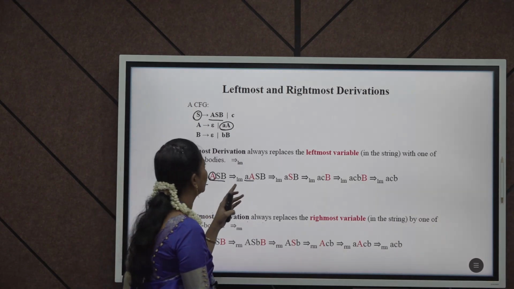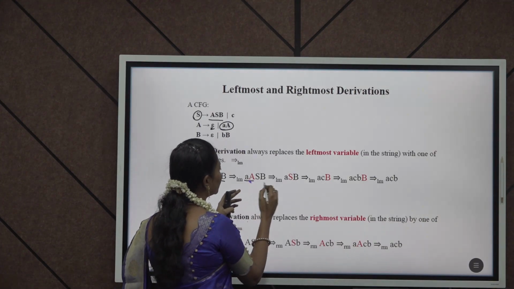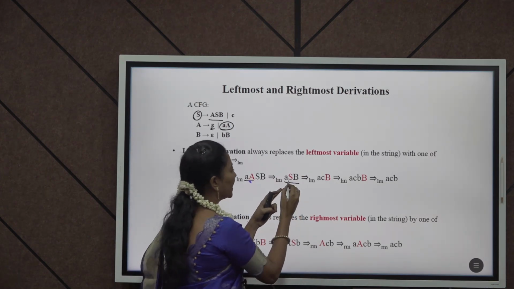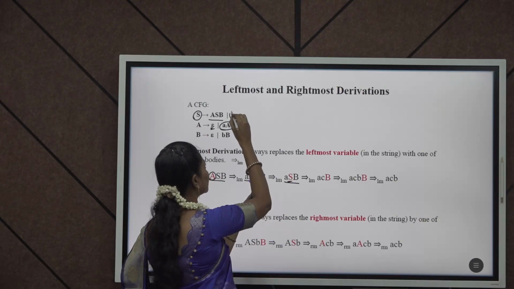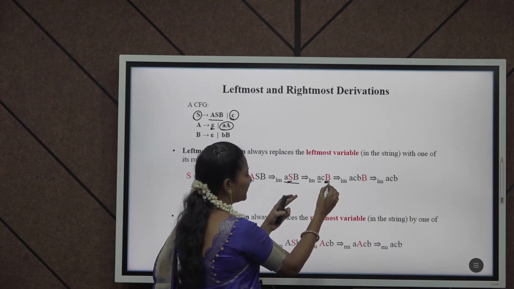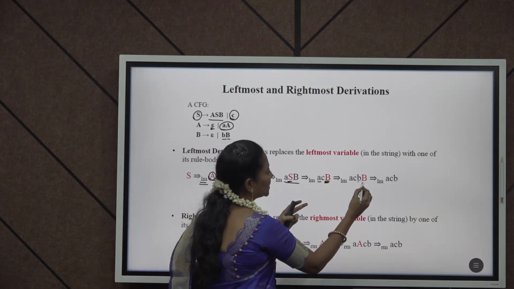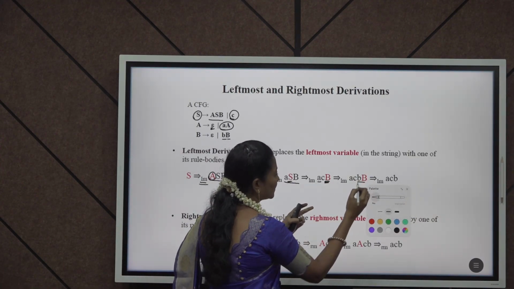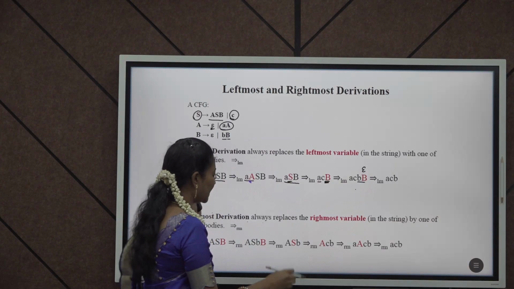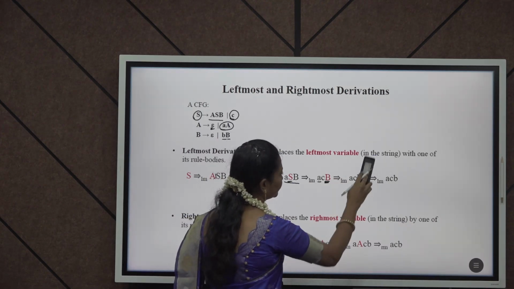And again A is replaced with epsilon. So we will get A B. Now S is the leftmost non-terminal. So S is now replaced with this production C. So we will get A C B, and now B is the leftmost variable. So B is replaced with small b and then capital B. And then B is now replaced with epsilon. So we have to apply these production rules consecutively to get the valid output string.